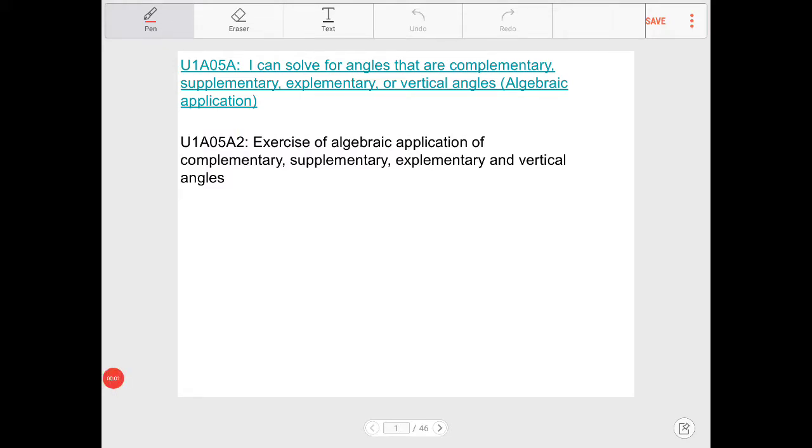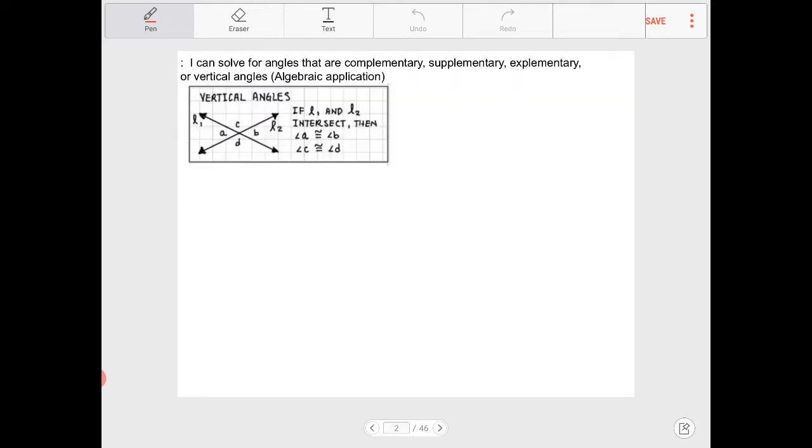Hello students, in this video I will go through concepts related to complementary, supplementary, explementary, or vertical angles through an algebraic approach. Let's take a look. So in this lesson we're going to build our toolbox of readily available tools so that we can use them to solve different geometry problems.